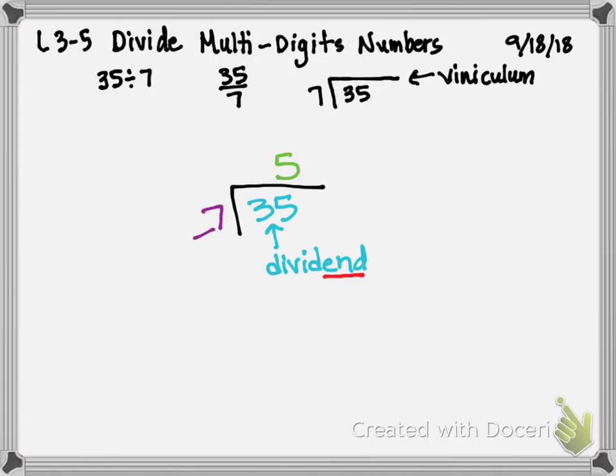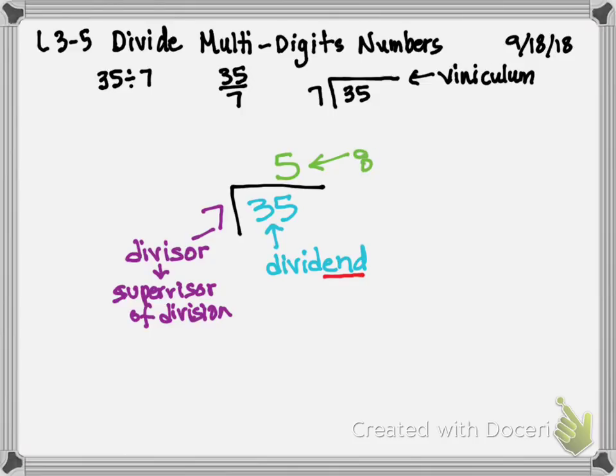The guy on the outside is called a divisor. I'm exaggerating my pronunciation because he's like the supervisor of the division. So he's directing the problem. And then the answer has probably the weirdest name of any type of math problem. The 5 is called the quotient. That's the answer to a division problem.